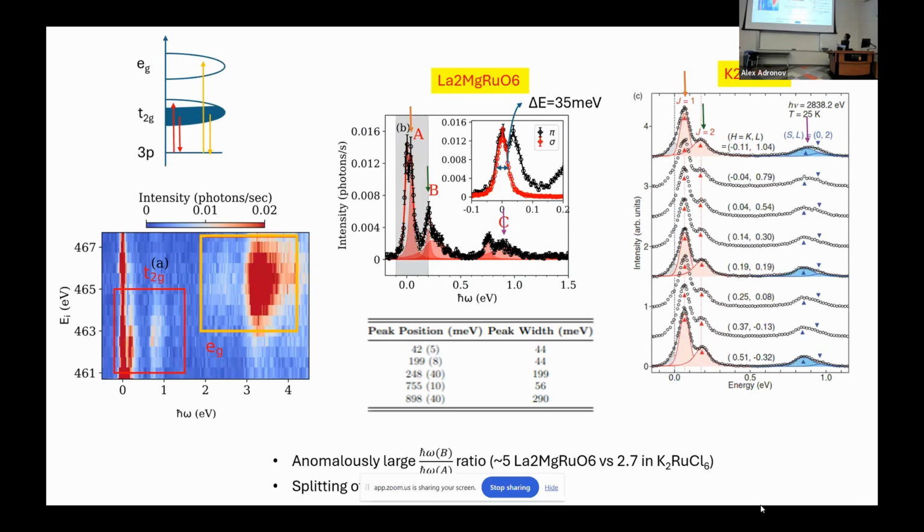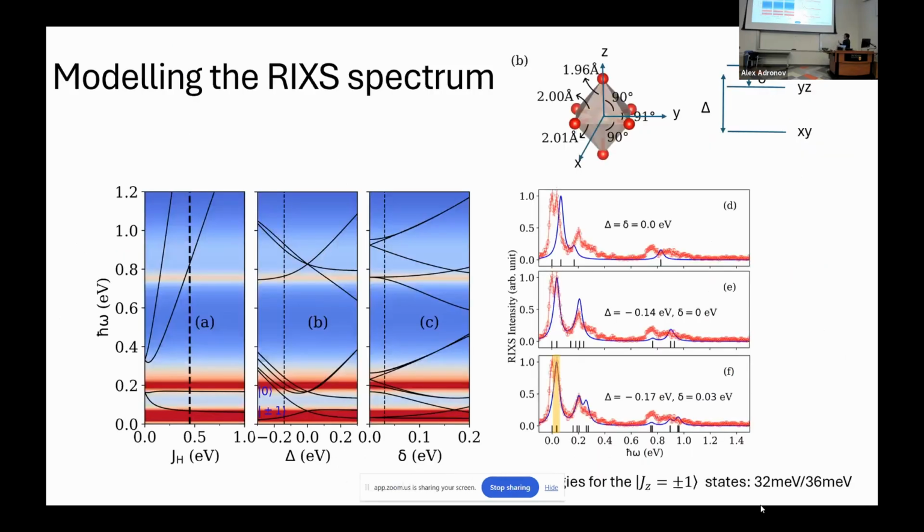So it's very different quantitatively. And also with a better resolution, we can actually see a splitting in B and C. The resolution here is about 35 meV. So all this cannot be explained with just a cubic crystal field. So of course, we went to do a modeling. I will skip you all the details.